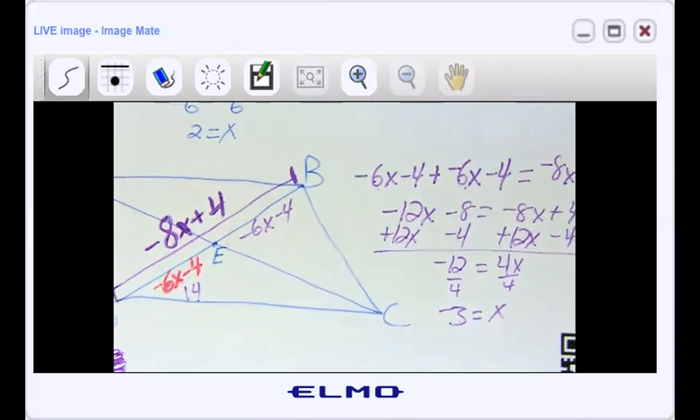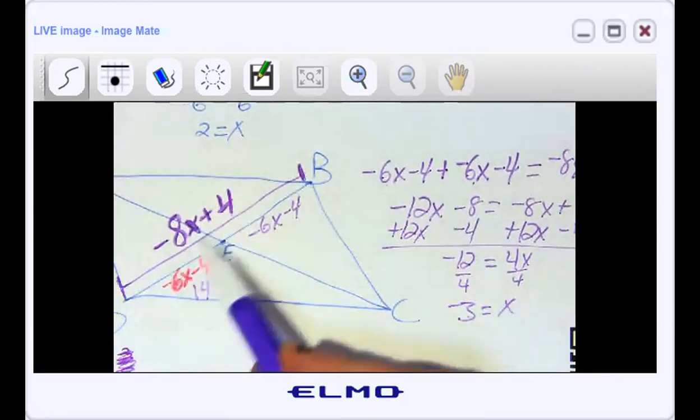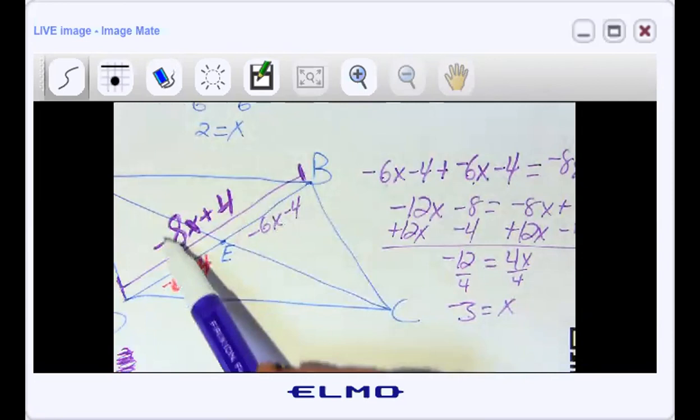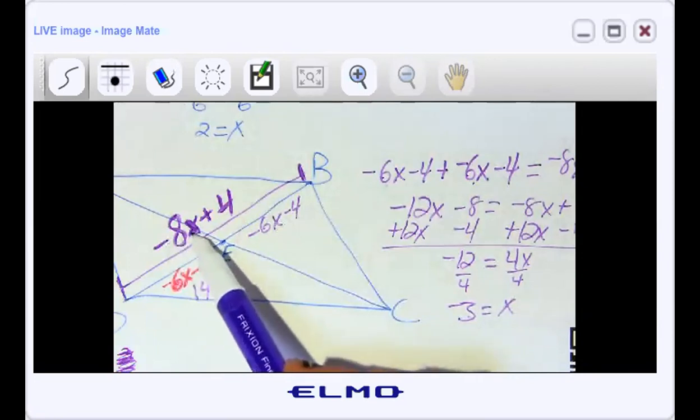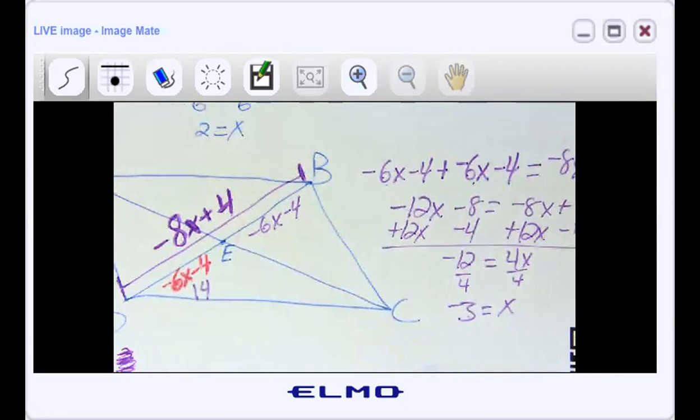Okay, so that means when I plug in -3 up here, if that's 14, then this should come out to be 28, because 14 and 14 is 28, right? Let's see. So -8 times -3 is a positive 24 plus 4, 28, just like we were expecting. So now I know that I have it right. So -3 is the right answer, and we're good.